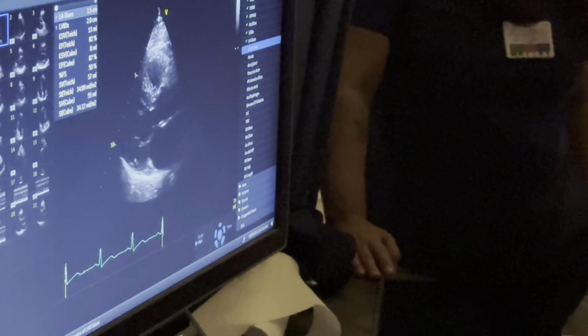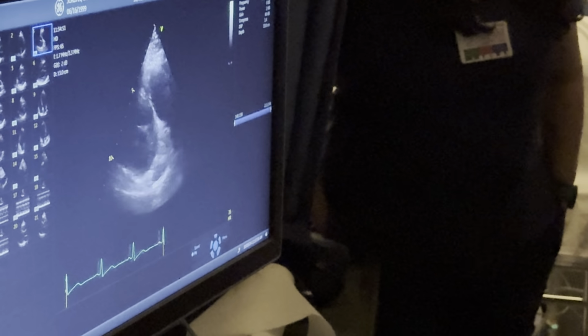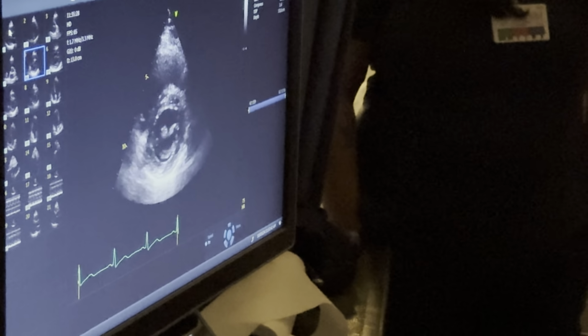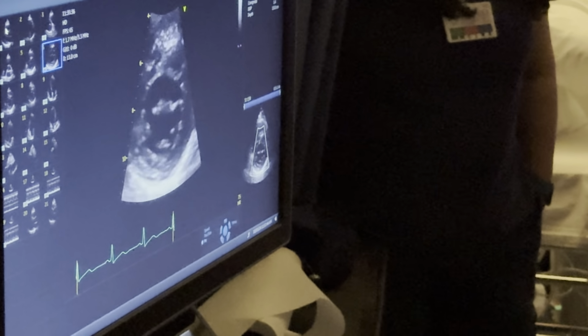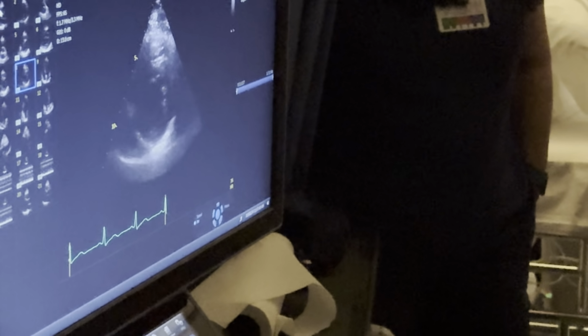We always want to look at our images, make sure that we've captured what we want, and make sure that we can see the anatomy so that the physician can diagnose.